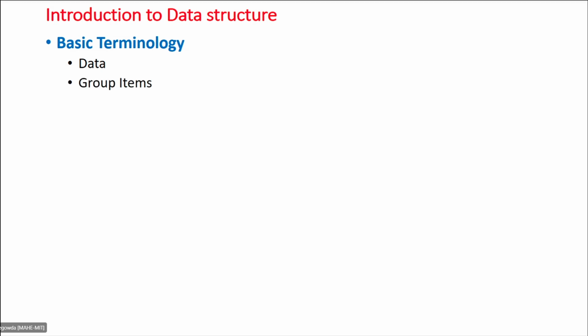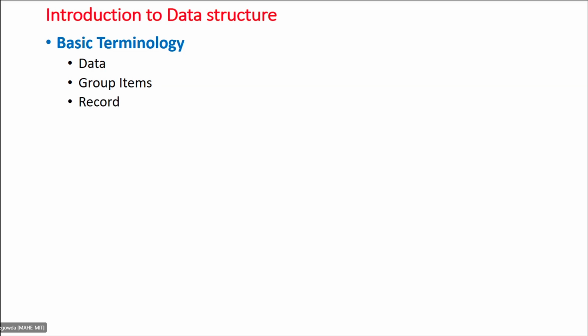The second terminology is group items. Data items which have subordinate data items are called group items. For example, a student name is a group item, where you can find the first name and the last name in this name.